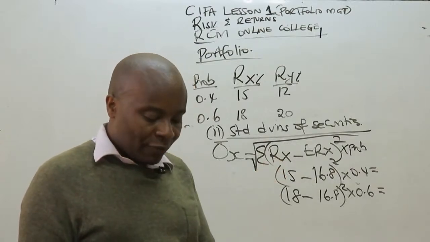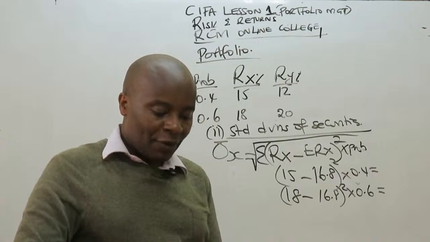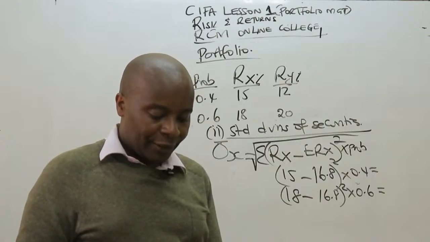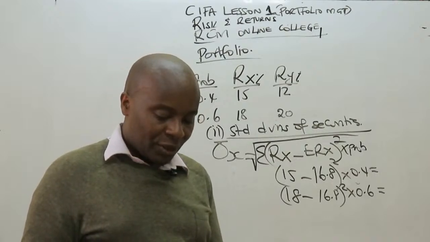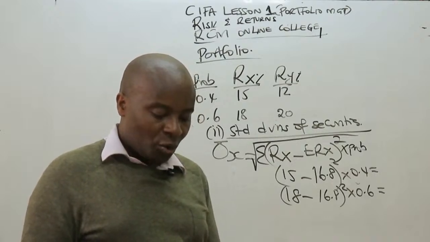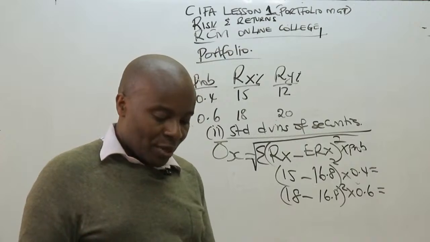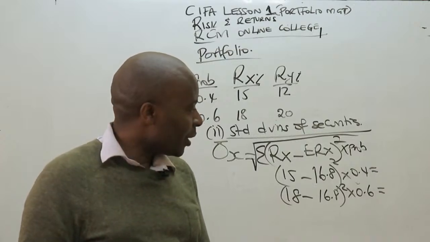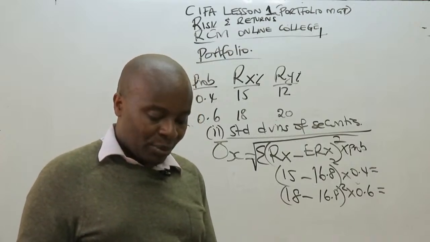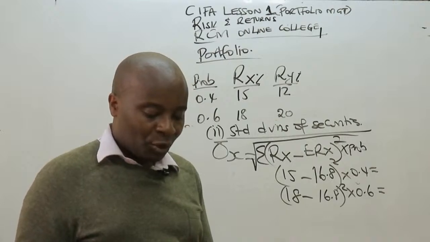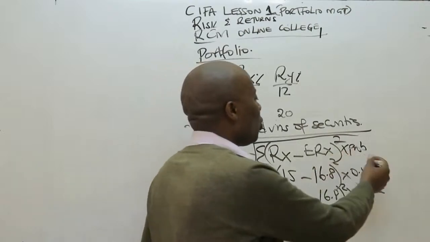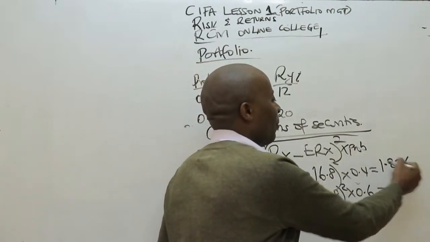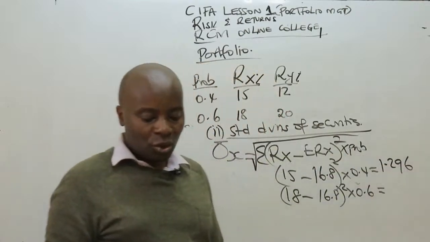So what do we have here? I have my brackets, 15 minus 16.8, close, and then we have squared, times 0.4. What figure are we able to get? 1.296. So I have here 1.296. Go to the second one.